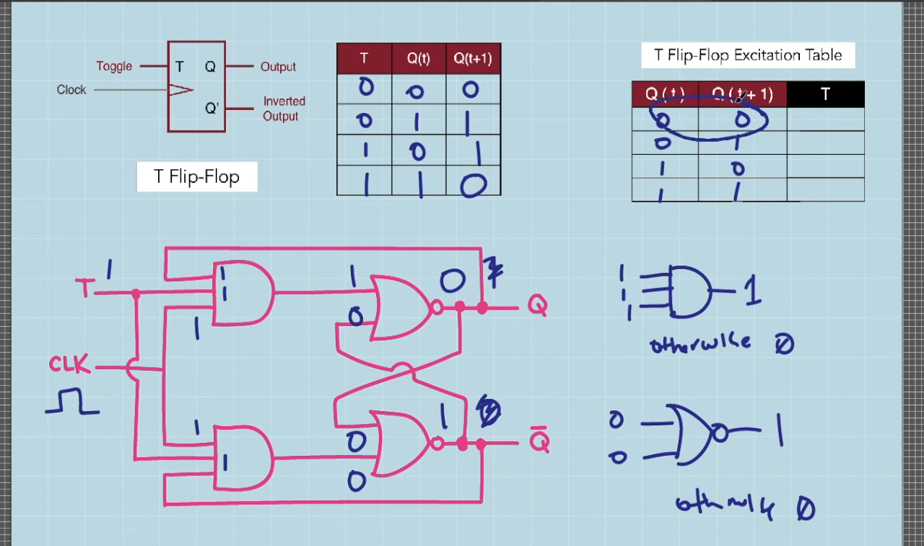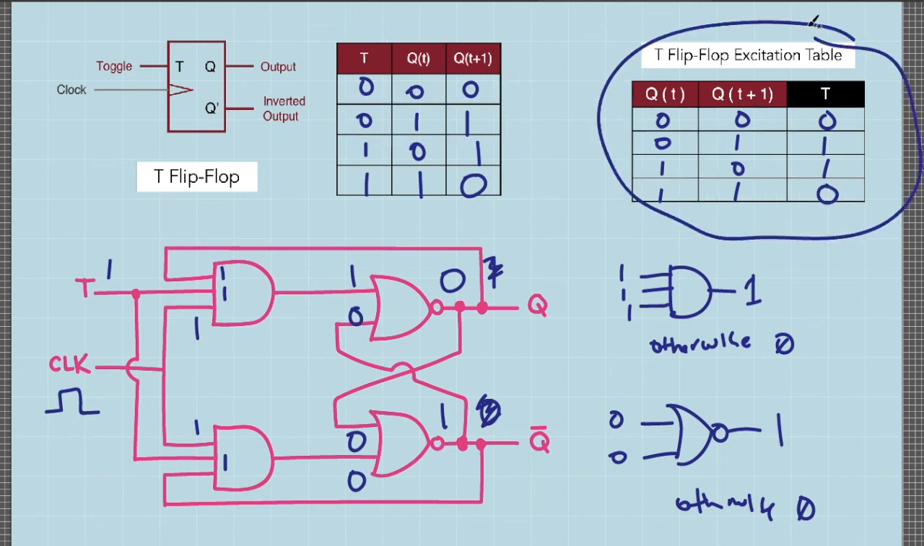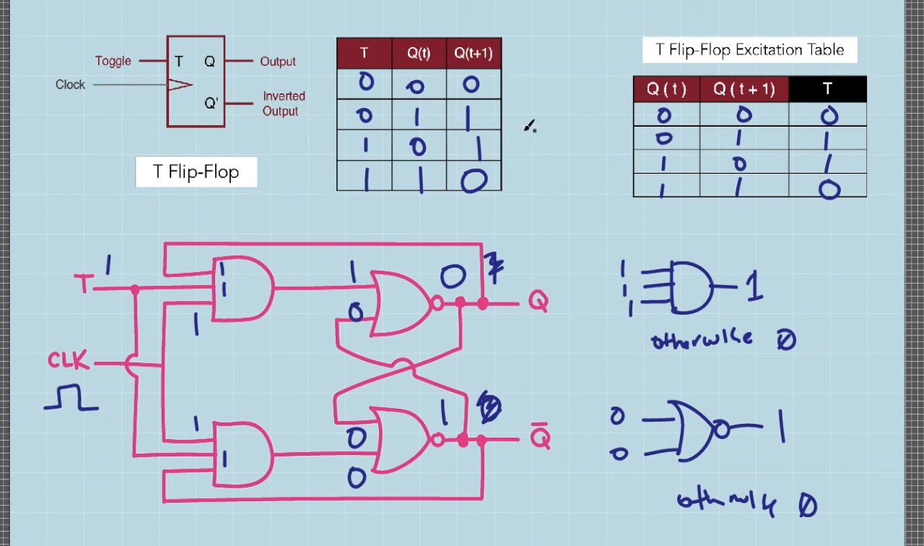So for this first case, this happens when the toggle value is 0. For the second case, 0, 1, this happens when the toggle value is 1. For the third case, this happens when the toggle value is 1. And finally, for the fourth case, this is possible when the toggle value is 0. So this is our excitation table for the T flip-flop. As a final remark, note that when the toggle signal is logic 1, the value of the output Q is reversed or toggled. On the other hand, when the value of the toggle signal is 0, the value of the output Q remains the same.